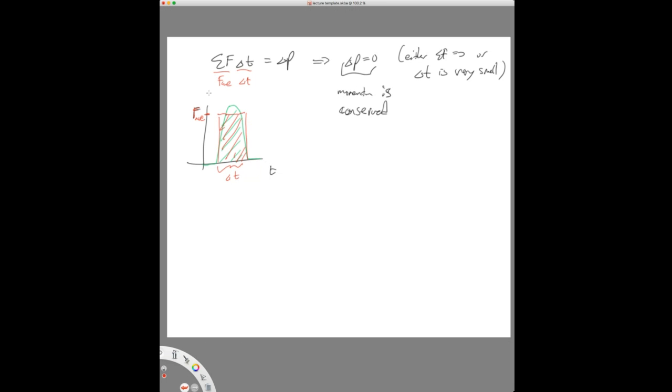So that's just a conceptual idea that there's this inverse relationship between the force and the time when we have a change in the momentum. Okay, any questions about that?